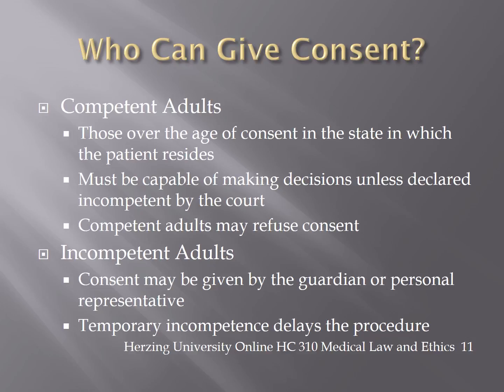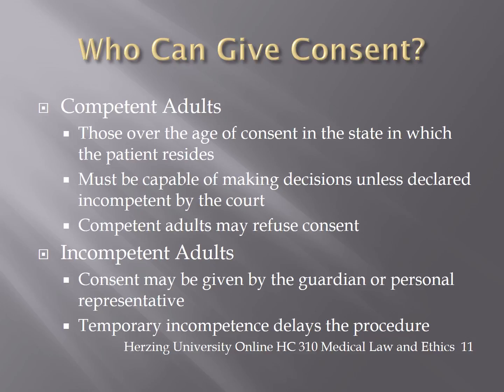Who can give consent? Those who can give informed consent are individuals who are over the age of maturity, 18 in most states. However, the law of the state preempts federal law in this instance. A person who is deemed competent may refuse consent. The person is capable of making decisions unless there is a court order declaring them mentis non compos or mentally incompetent.